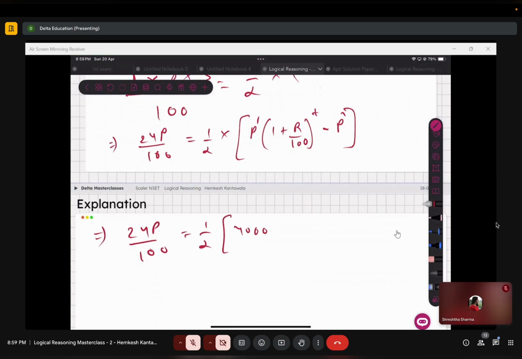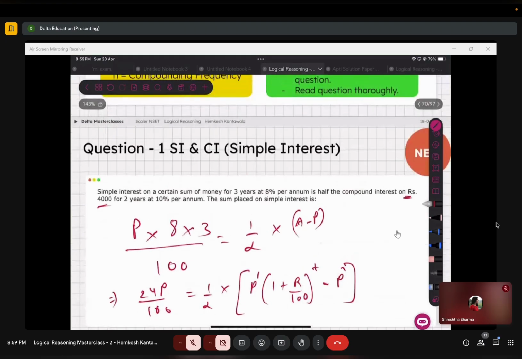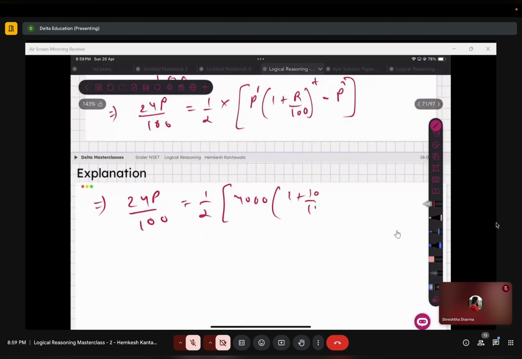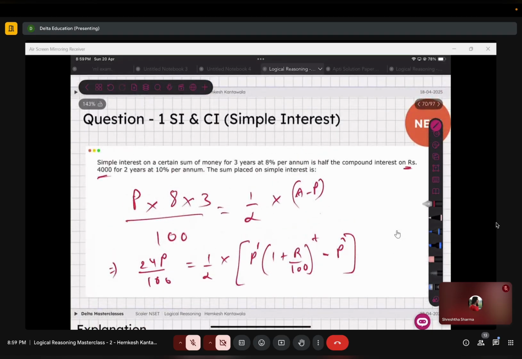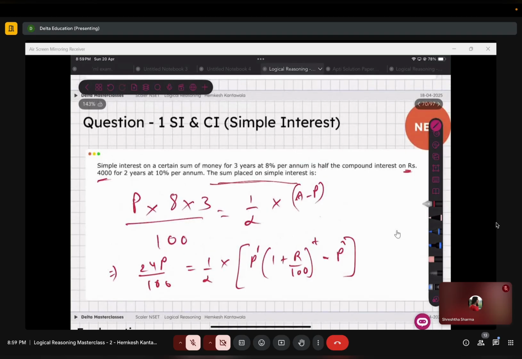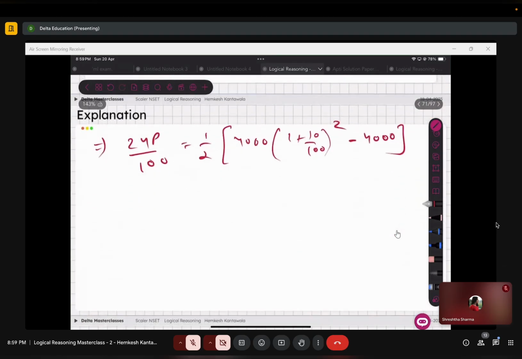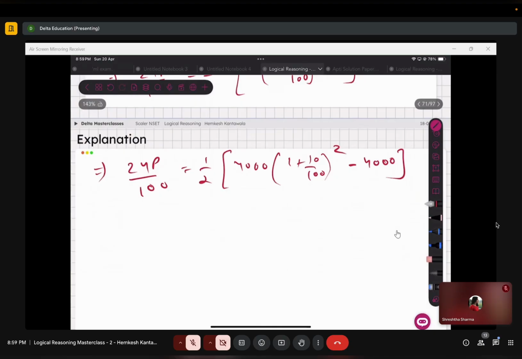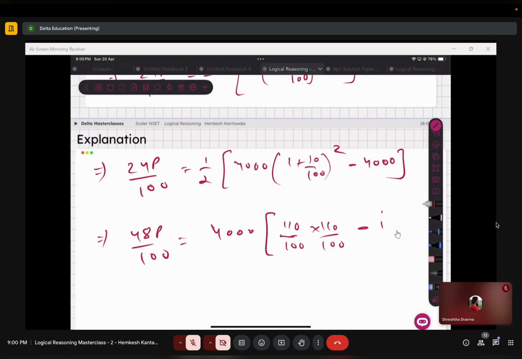So we will keep half 4,000 times 1 plus rate. What is rate? 10%, so 10 upon 100, for time period 2 years. So keeping the value 2, minus 4000. Solving this, we would find the principal, and that is what is asked in the question. Let me solve this for you. This would be 24 times 2, which is 48P upon 100, equal to, taking 4000 common, 110 upon 100 into 110 upon 100 minus 1.